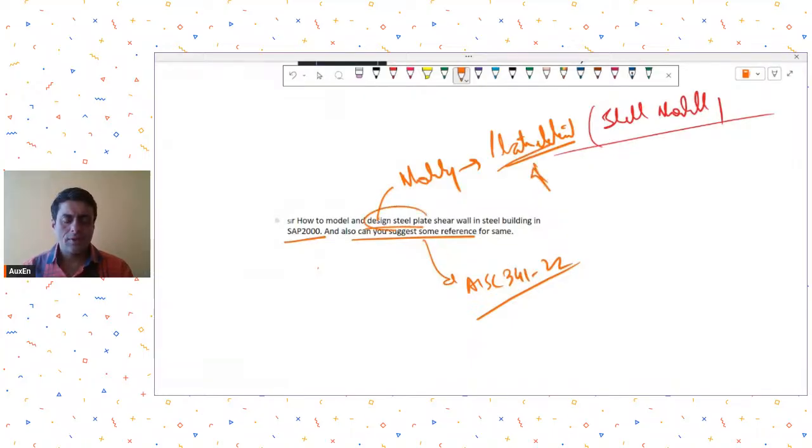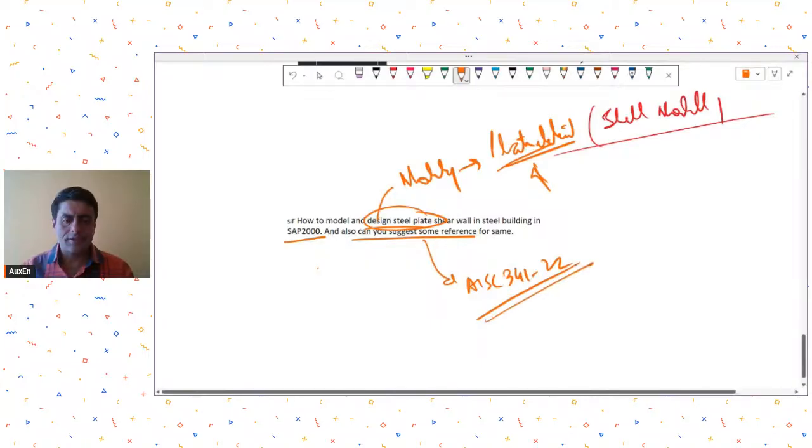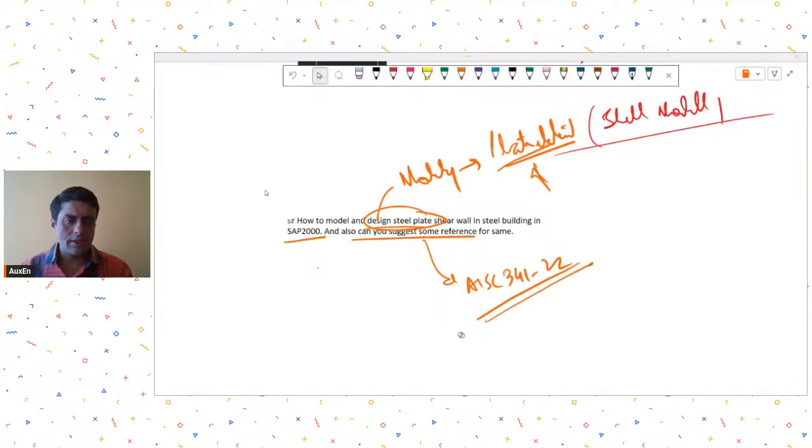For the design part, you need to refer to these codes. You can refer to AISC 341. Also, there is one NEHRP document that I'm just trying to locate over here. Special structural shear wall. Is this steel or concrete? No, this is not that. Just a minute, I'm just looking for it.